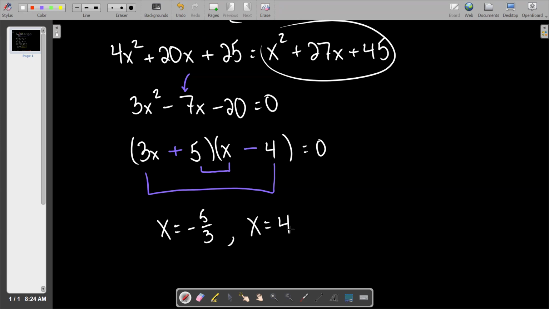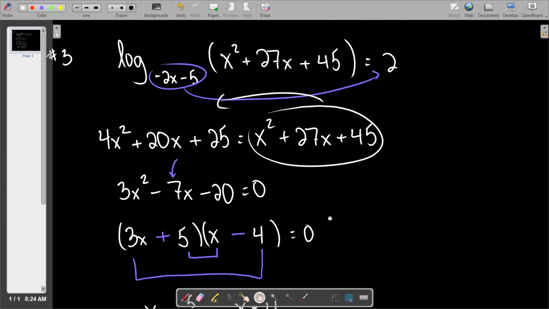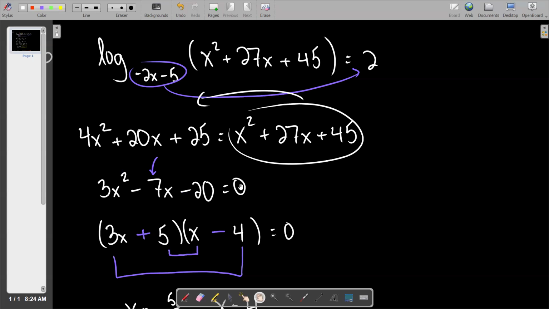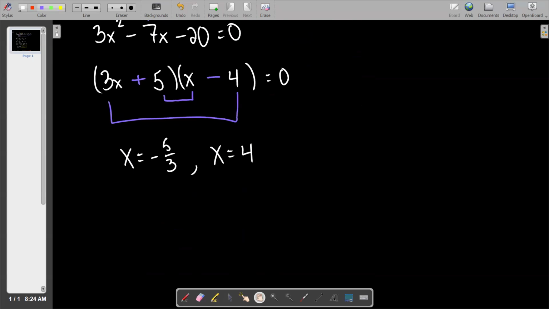The obvious one is the easy one, so let's take the easy road first. If you put 4 right there, you get an immediate fail, because -2 times 4 is -8, and -8 minus 5 is -13. And a logarithm cannot have a base of -13. So 4 can have an immediate slash.